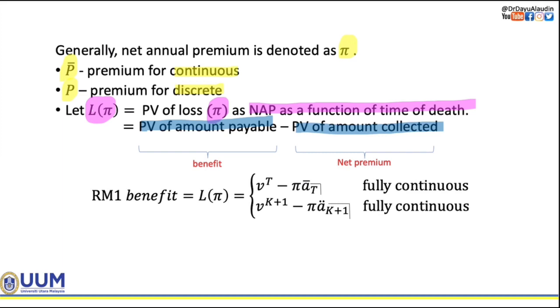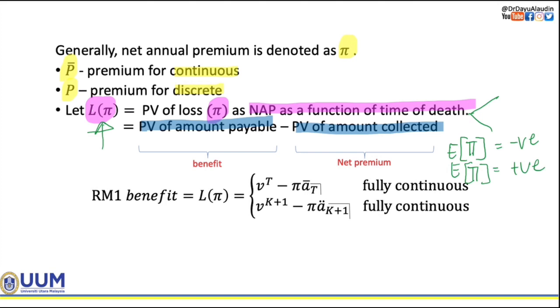So there are two conditions for this case. If the expected value of the loss is negative, it means that the company has not lost. But if the expected value is positive, then the company has lost, because this is the function for present value of loss.